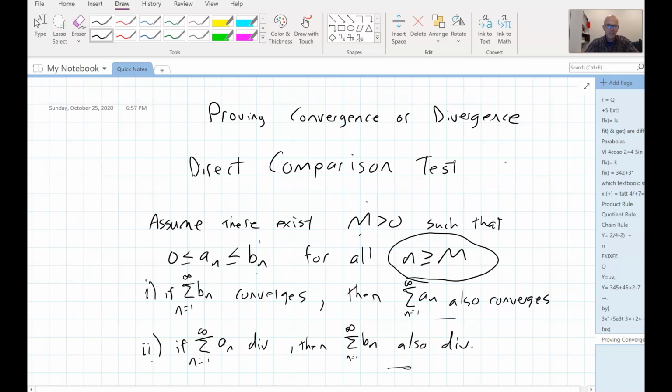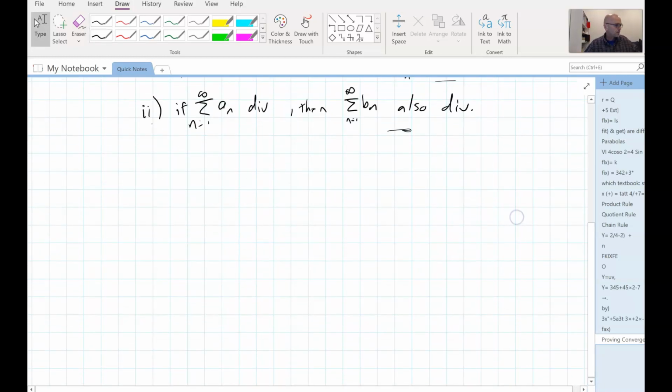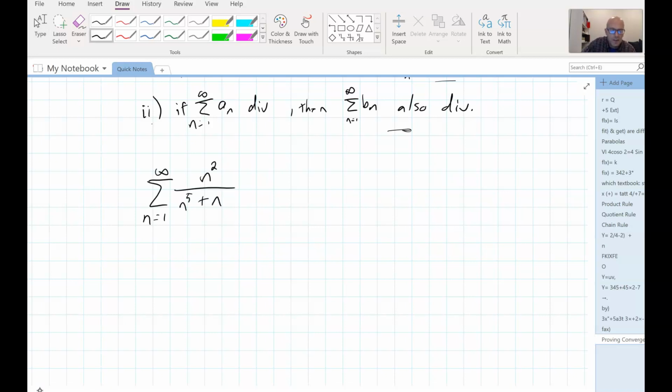So the key to this direct comparison test is you got to set this up. You have to establish this. So generally what you're doing is picking the sequence that goes with your given series, and you're making up another one, a different one. Okay? And so let me show you an example of that. Let's see if I've got one over here. Okay, so here's an example.